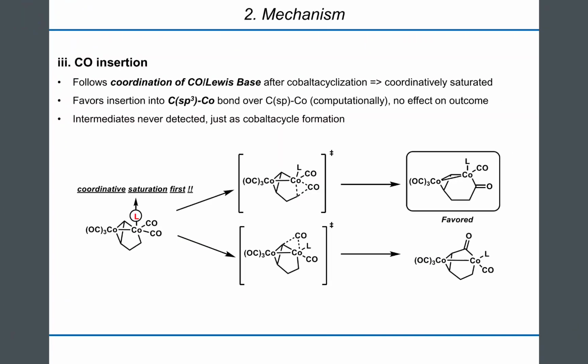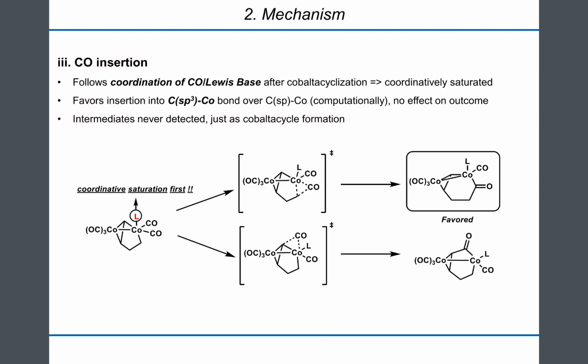Following the cyclization step, the carbonyl ligand is inserted into the carbon-cobalt bond. For insertion to take place, the cobalt atom must be fully saturated after cyclization. Coordinative saturation may be achieved by a free carbon monoxide ligand or additives. There are two carbon-cobalt bonds, one carbon with sp2 hybridization while the other has sp3.